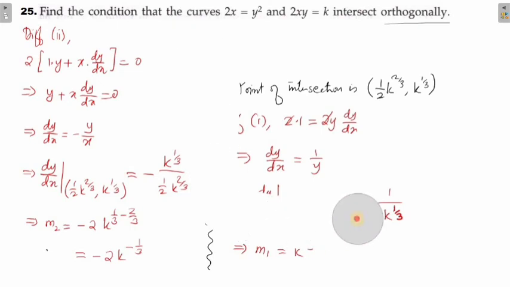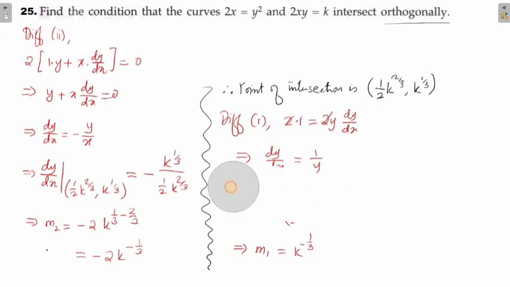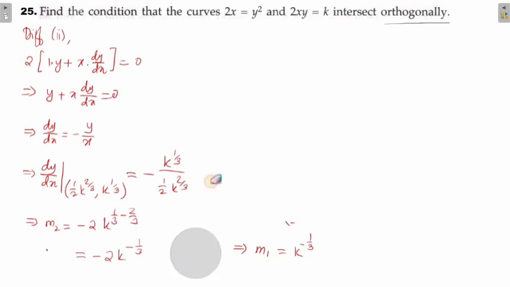See, this is my m1. I got m1 also. Okay, so I got m1 to be this much and I got m2 also at the same time. Okay, now we know that theta is how much? The angle of intersection between the curves is given to be 90 degree, isn't it?